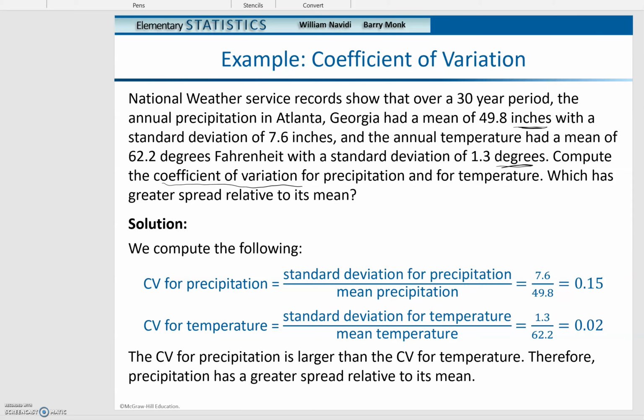So for the precipitation, you take the standard deviation. Again, it's given to you at 7.6, and you divide it by the mean, which is 49.8. So divide that out, you get 0.15, and the coefficient of variance for the temperature is the standard deviation of 1.3 divided by the mean, which is 62.2, and you get 0.02. So the coefficient of variance for precipitation is larger than the coefficient for temperature. Therefore, the precipitation has a greater spread relative to the mean.